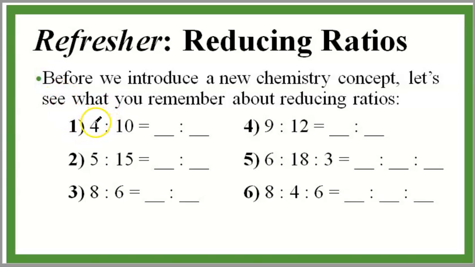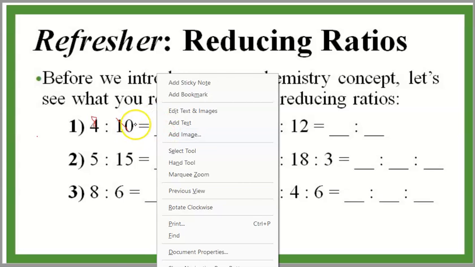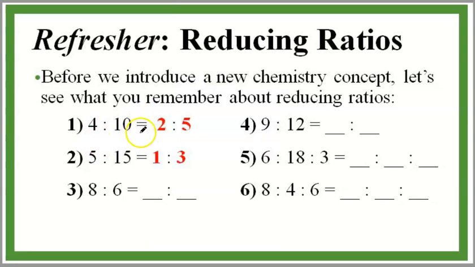Okay, so here I see 4 and 10. I can divide these both by 2 and simplify. So I'm going to go ahead and do that. Simplify it out, and that will give me a 2 and a 5. 4 divided by 2 is 2. 10 divided by 2 is 5. So when I simplify that, it gives me the 2 and 5.